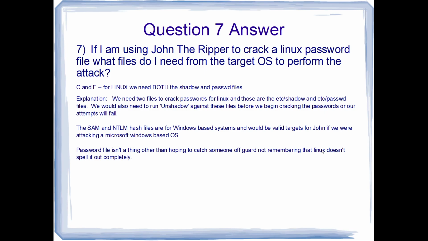The SAM and NTLM hash files are from Windows systems, and they would be valid targets for John if we were attacking a Microsoft Windows-based OS. It is useful to note, with NTLM, you would have to specify that it's NTLM and not just NT. I believe John defaults to NT, so if you had an NTLM hash file you were trying to crack, you would need to specify that it is NTLM.